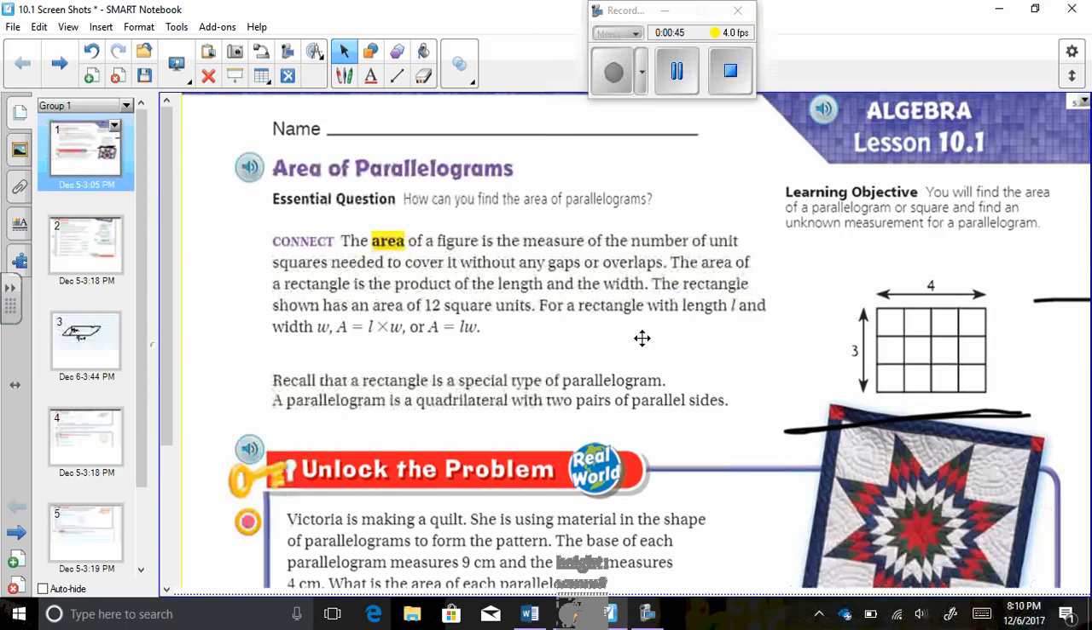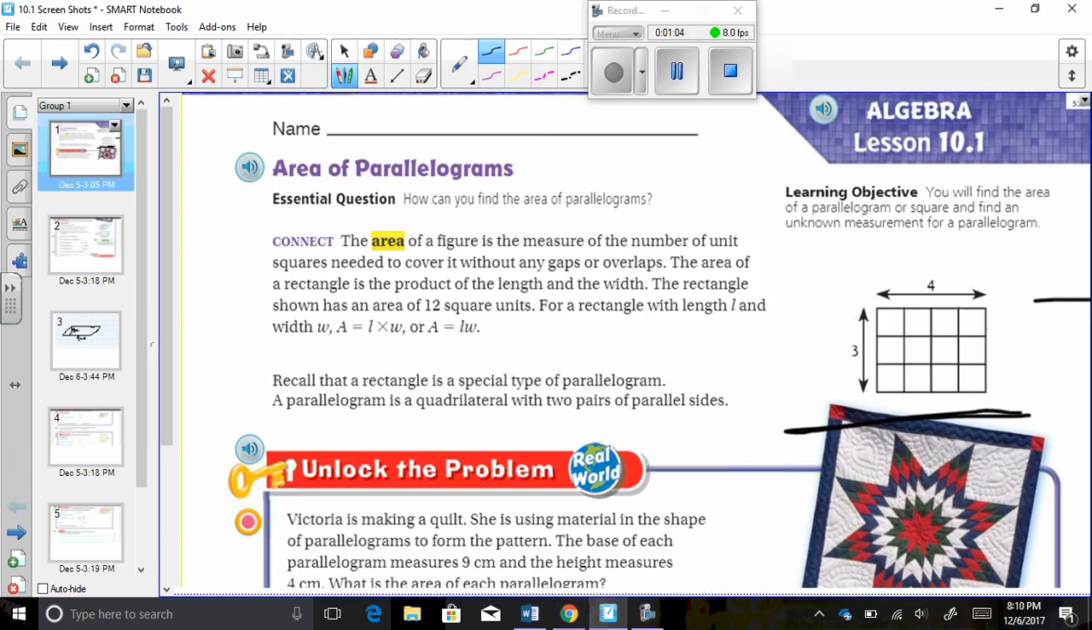And for a rectangle, the length, or L, and the width, W, we will see that formula written as A equals L times W, or area equals length times width.